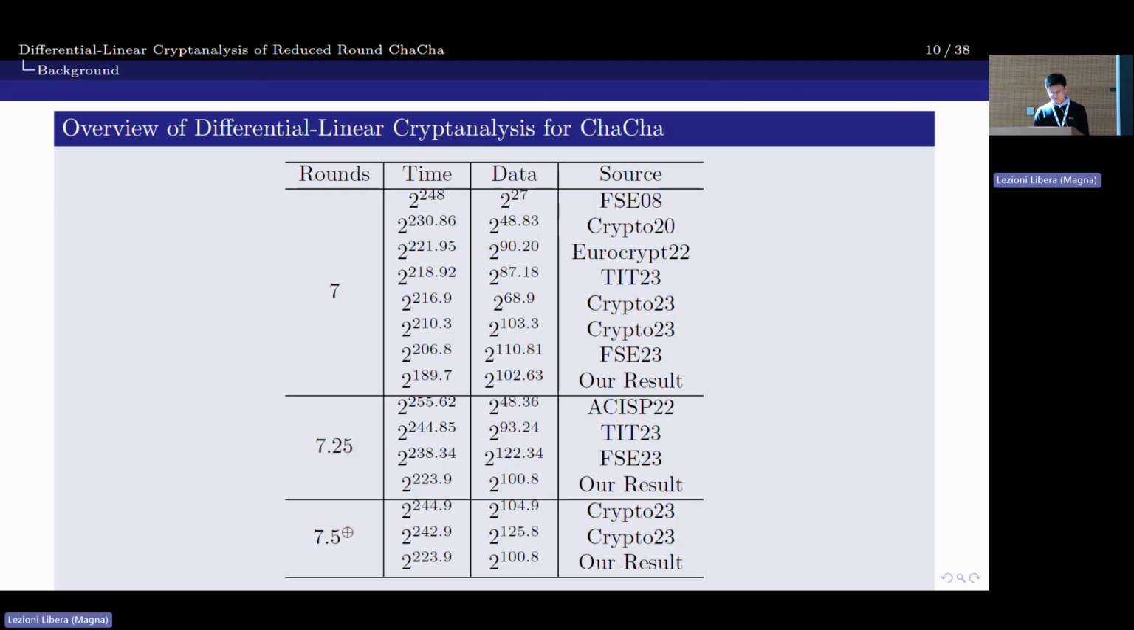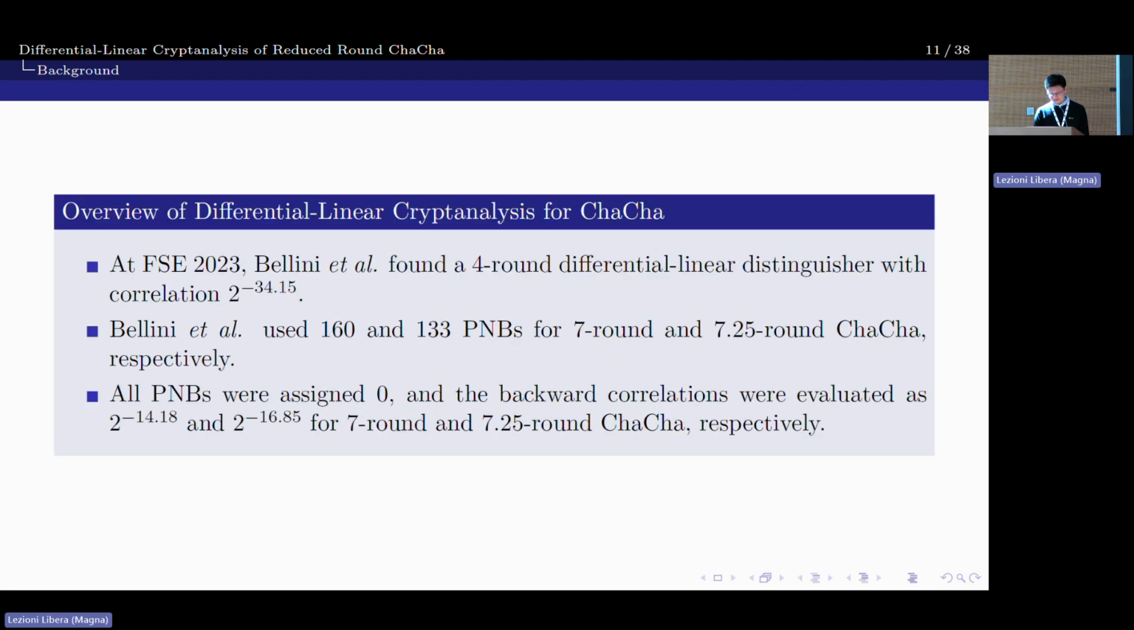This table gives an overview of the differential-linear attacks on 7-round, 7.25-round, and 7.5-round ChaCha. At FSE 2023, Beierle found a 4-round differential-linear distinguisher with the correlation 2^-3.4. They use 116 PNB bits for 7-round ChaCha.